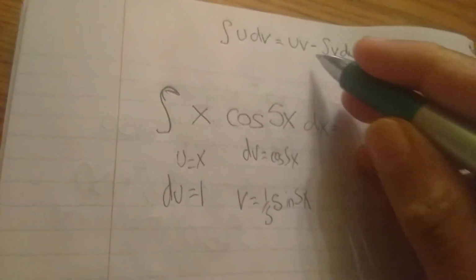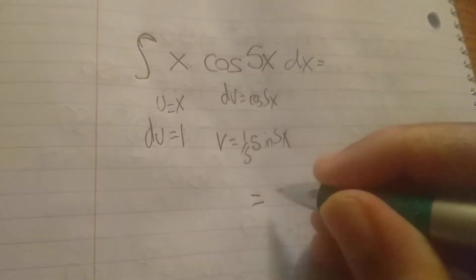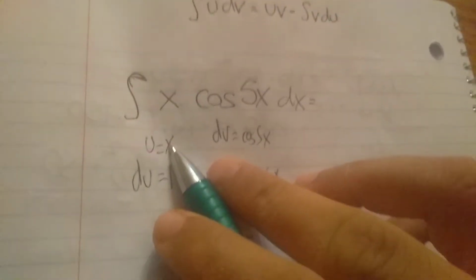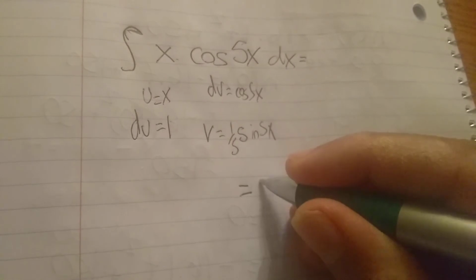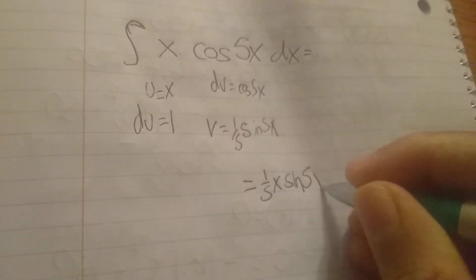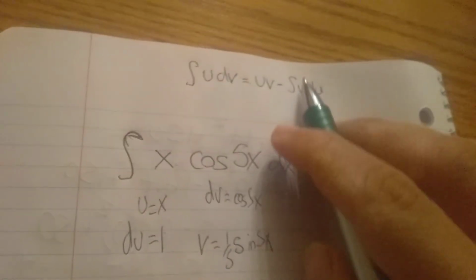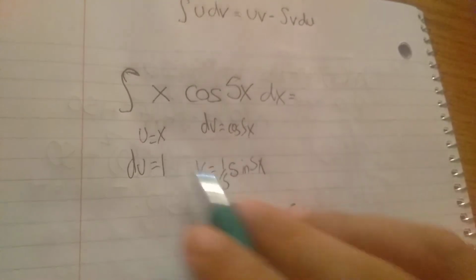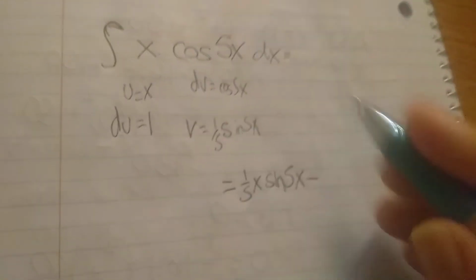So when we actually use this in, we're going to say this. We're going to say, well, that equals u, v, so that's x and this, minus v and du. In that case, it's this and this. Now notice the 1 with this simplifies things. So we only use this.